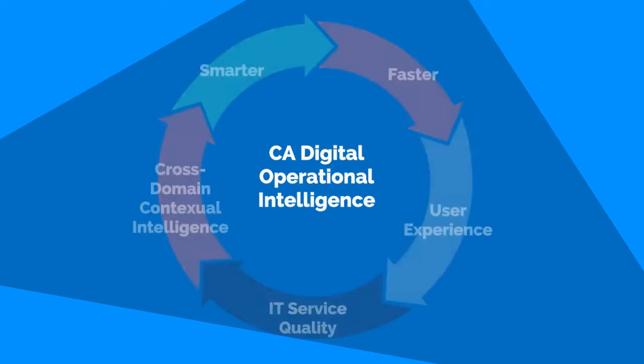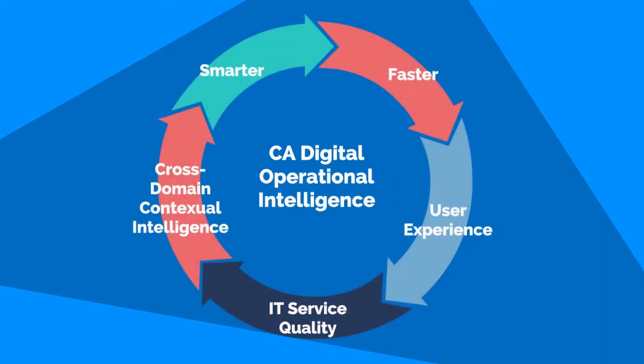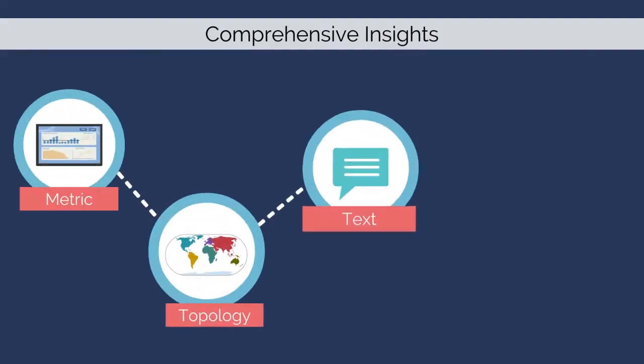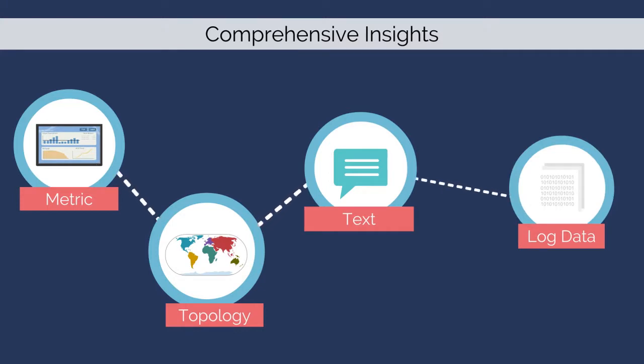CA Digital Operational Intelligence enables IT operations teams to make smarter, faster decisions for enhancing user experience and improving IT service quality and capacity through cross-domain contextual intelligence. Built on an open, powerful engine, CA Digital Operational Intelligence provides users with comprehensive insights by ingesting and analyzing a diverse data set, including metric, topology, text, and log data.